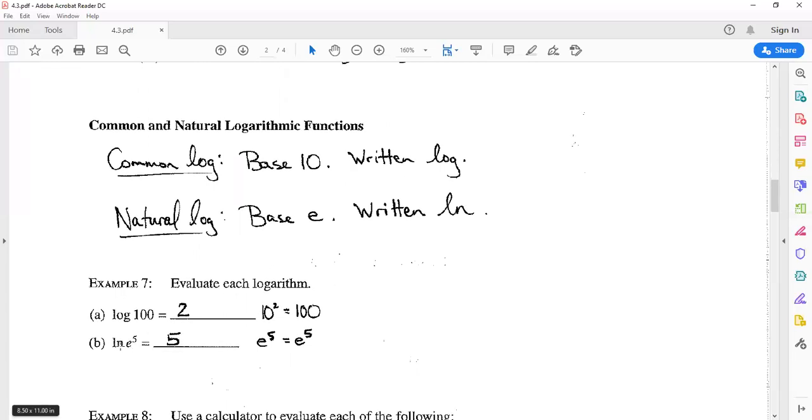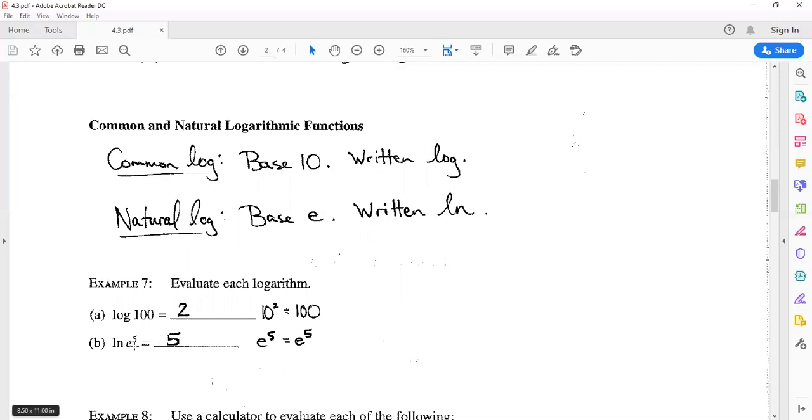Okay, and this next one's really fun. They write ln of e to the 5th. That is natural log of e to the 5th, or rather log base e of e to the 5th. Well, ask yourself, e to the what equals e to the 5th? This is almost a trick question. The answer is so simple, right? Well, then the what must be 5, right? Because e to the 5 equals e to the 5. This is almost saying nothing, right? So here the answer is natural log of e to the 5th equals 5.